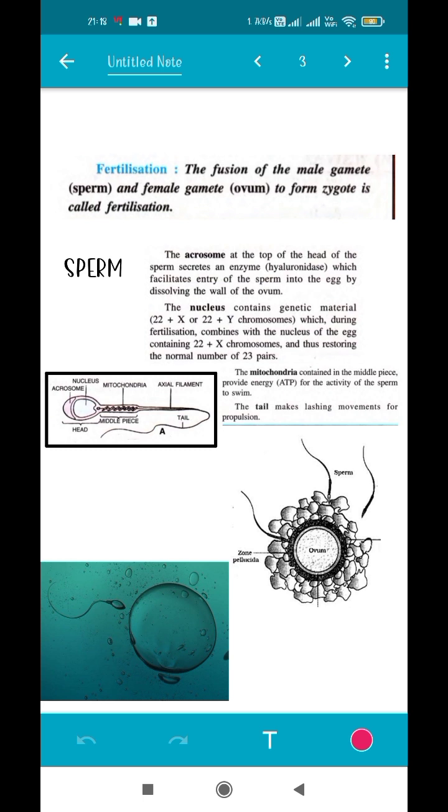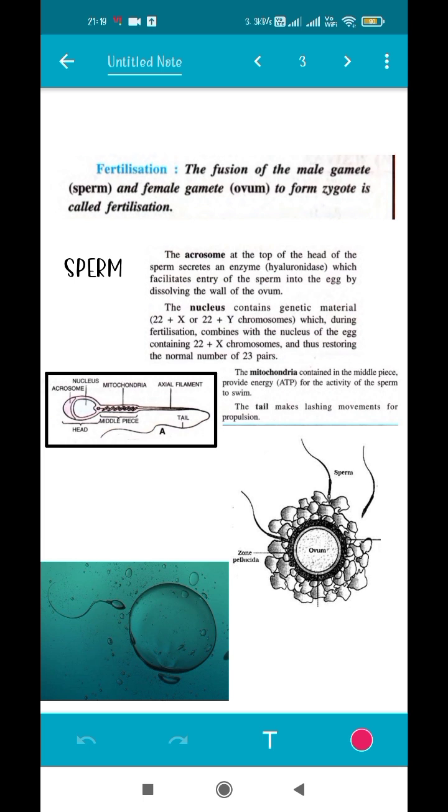The middle piece contains the mitochondria, and then there is the tail region. So what is the role of this acrosome? You can see in the figure below that it is the head region which is entering into the ovum. So this acrosome region, which is present in the head portion, secretes an enzyme known as hyaluronidase. This name is very important, hyaluronidase. This enzyme helps the sperm to enter into the egg.